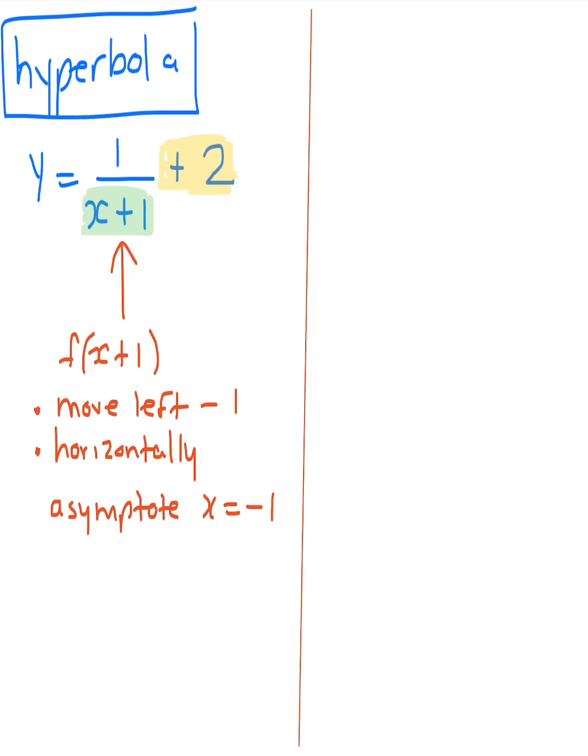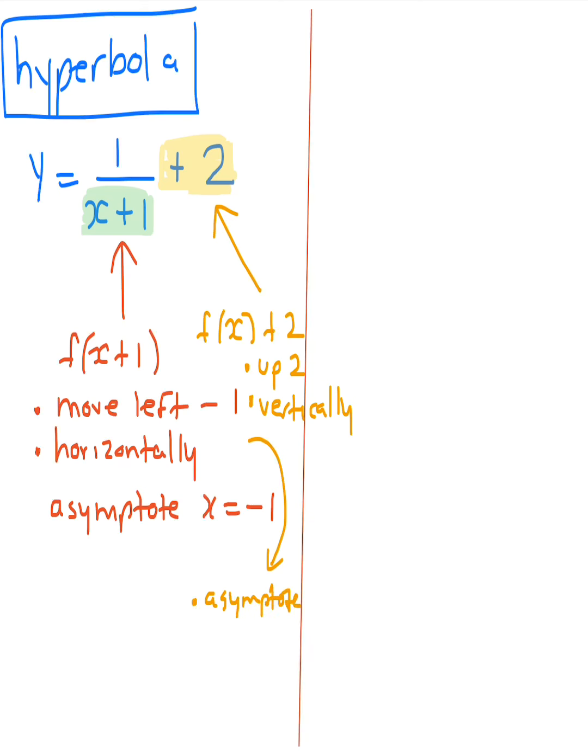This one here, the plus 2, that's like having, if you get your function, whatever your function is, and you add 2, that means it will go up 2. Okay, so that will actually be a vertical shift. So it'll shift vertically too. And it will affect the asymptote in the fact that the new asymptote would be y equals 2, because it's going to move up to y equals 2.